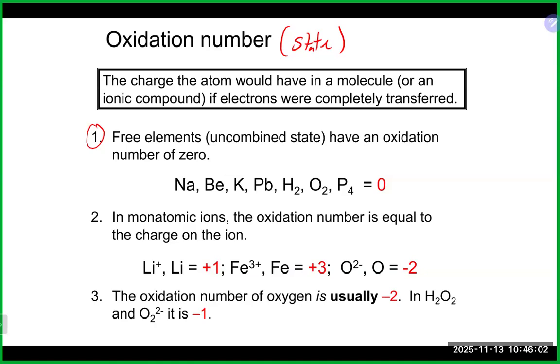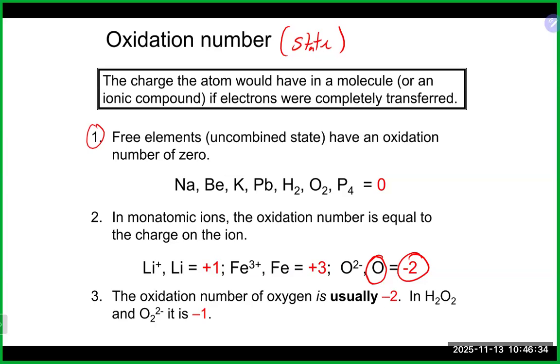If you have a monoatomic ion, then the oxidation number is equal to the charge of the ion. So lithium would be +1, iron 3 would have a +3 oxidation state. Oxygen, which is usually a really good place to start, would have a -2. By the way, when you write oxidation numbers or states, you should include the pluses and the minuses with it, and not just the number. So if it's +3, write +3. Don't just write 3. If it's -3, obviously -3 as well.